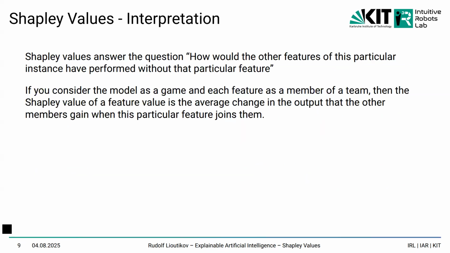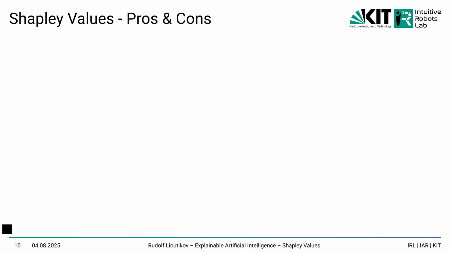Yeah. So again, the interpretation here is really neat because it tells you how much the feature actually contributes to the payout. So that is great, right? And if you consider the model as a game, then you have the whole member interpretation and so on, right? But it's not without fault.